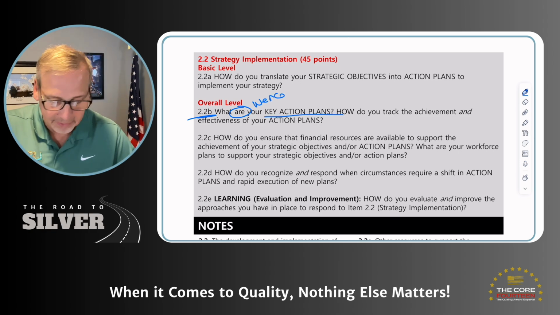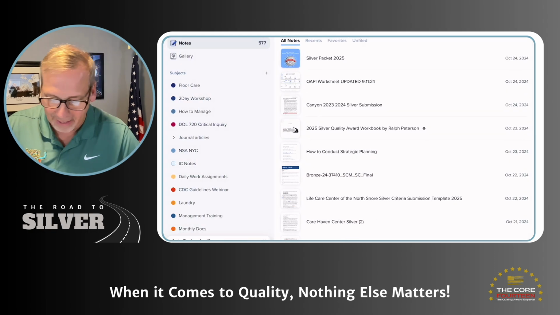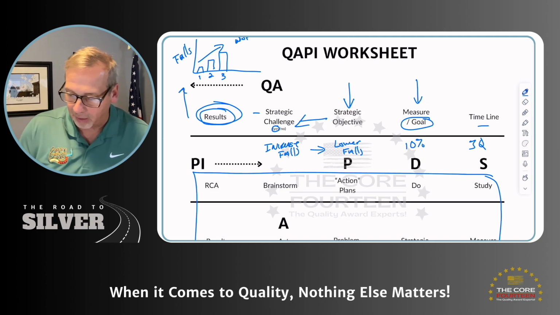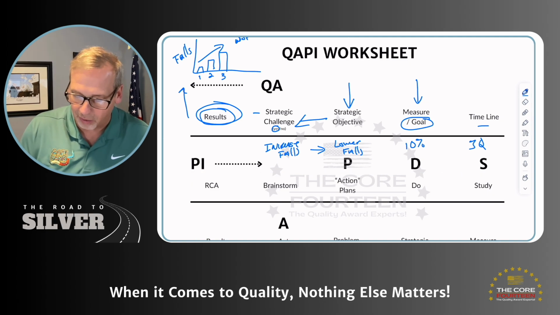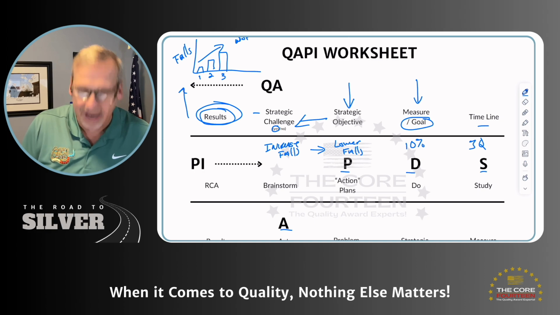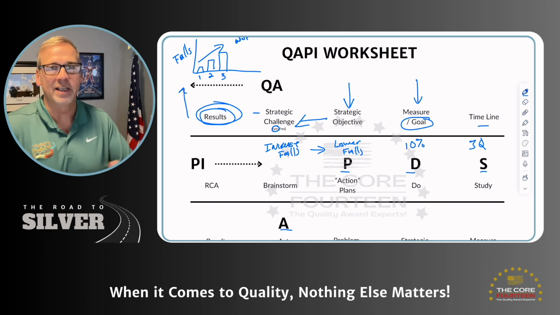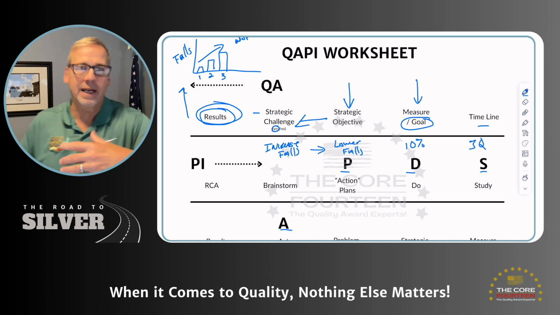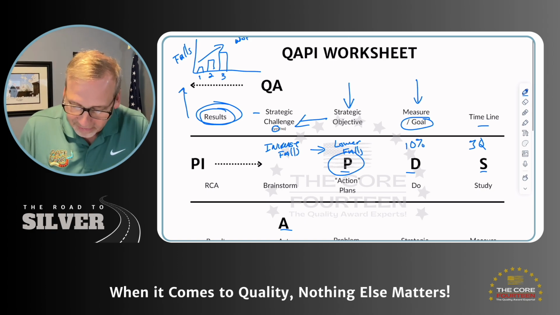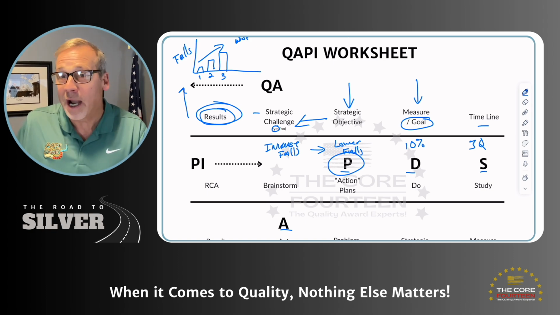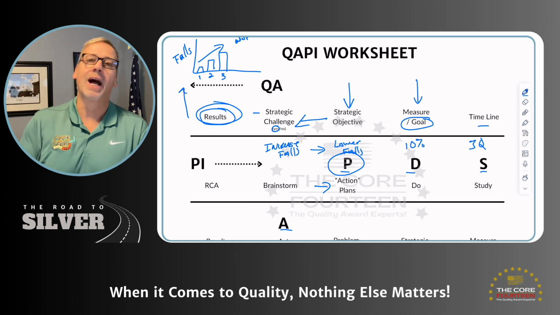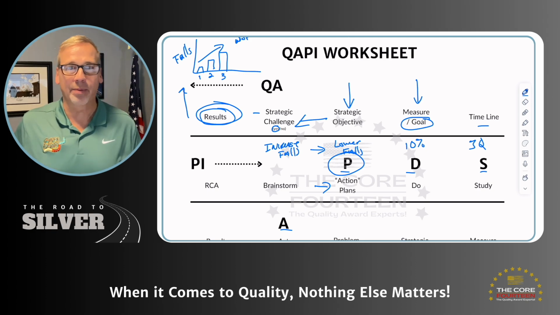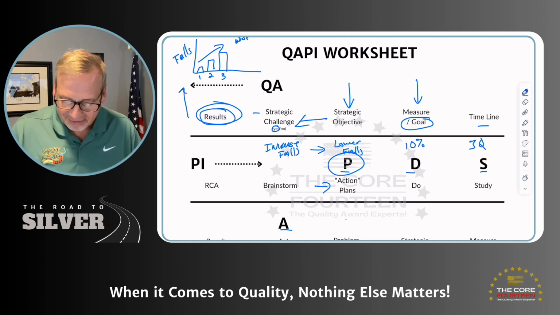And if you go back to my little PDSA worksheet, my QAPI worksheet, you'll see we follow the PDSA problem-solving methodology. It means we develop a plan, we do the plan, we study the results of that plan, and we take further action. Well, what does the P stand for? Plan. And what kind of a plan? Plans we're taking action on, i.e. action plans. So in 2.2b, it's like, what are your action plans, or what were your action plans? This is what they're talking about.